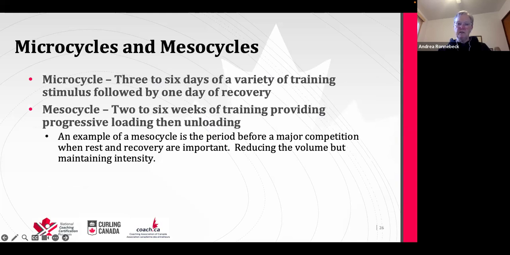So microcycles and mesocycles. The microcycle is 3 to 6 days of a variety of training opportunities and stimulus, followed by 1 day of recovery. So you can just look at a microcycle in our plan as a week. The mesocycle is 2 to 6 weeks of training, providing progressive loading and then unloading. So an example of a mesocycle would be the period before a major competition when rest and recovery are important. So you want to reduce the volume of practice and activities, but maintain the intensity.